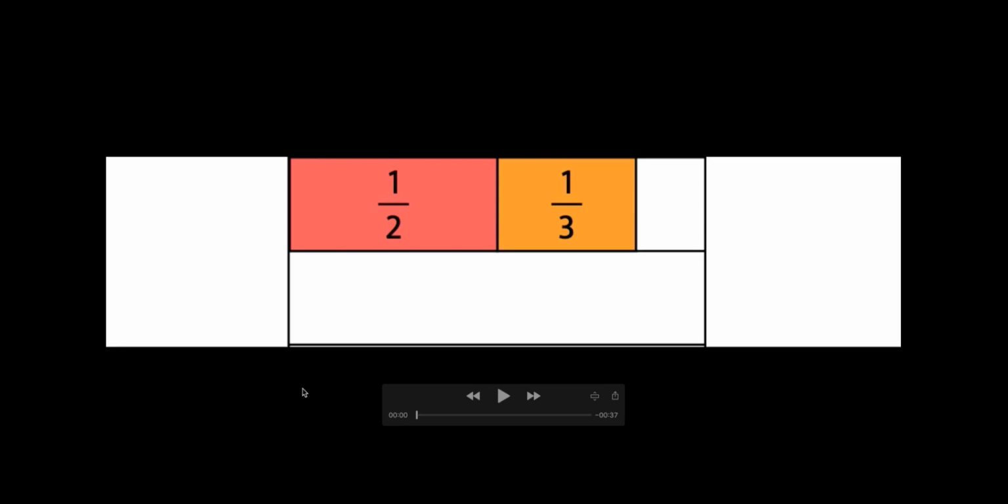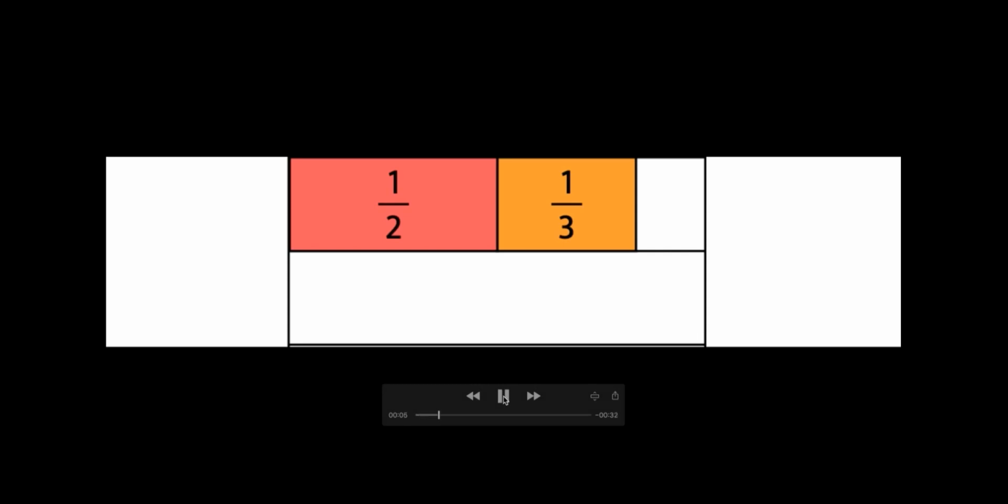So here is the fraction bar from the previous lesson where half of the fraction bar was shaded in red and 1/3 of it was orange. And your job was to attempt to calculate the portion of the fraction bar that was not shaded and be accurate about it. So one method for doing that is to actually change the fractional parts.